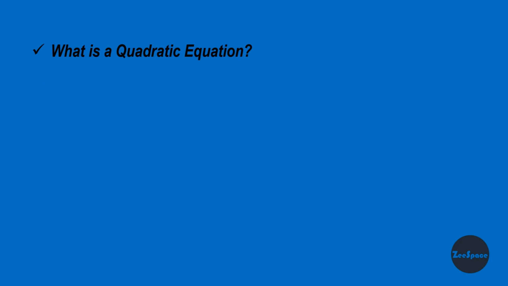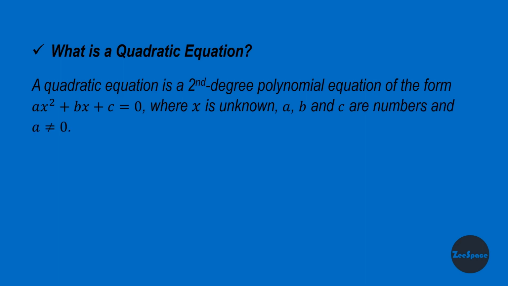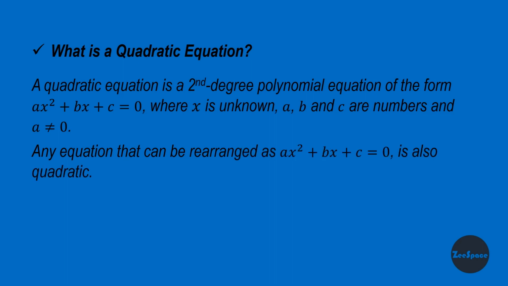What is a quadratic equation? A quadratic equation is a second degree polynomial equation of the form ax squared plus bx plus c equals 0, where x is unknown, a, b and c are numbers and a is not equal to 0. Any equation that can be rearranged as ax squared plus bx plus c equals 0 is also quadratic.